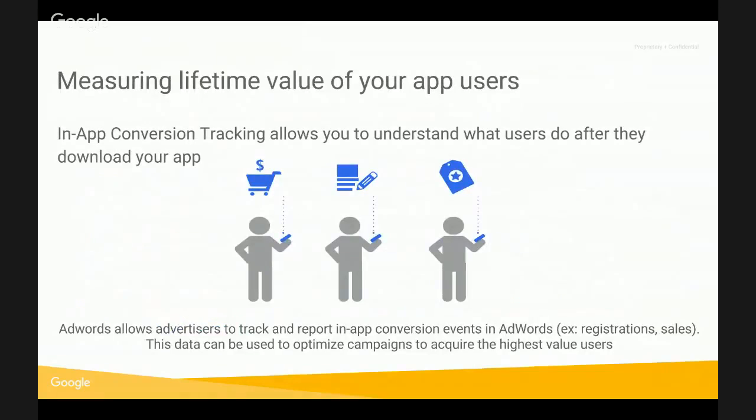So it is very important to mention the lifetime value of your app users. In-app conversion tracking allows you to understand what users do after they download your app, and AdWords allows advertisers to track and report in-app conversion events in AdWords. So this would be, let's say, registrations and sales. And this data can be used to optimize campaigns to acquire the highest value users.